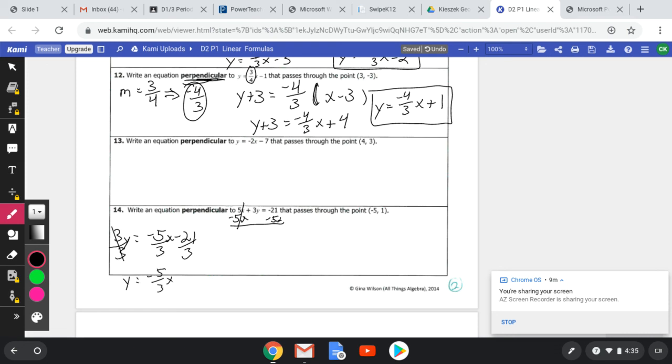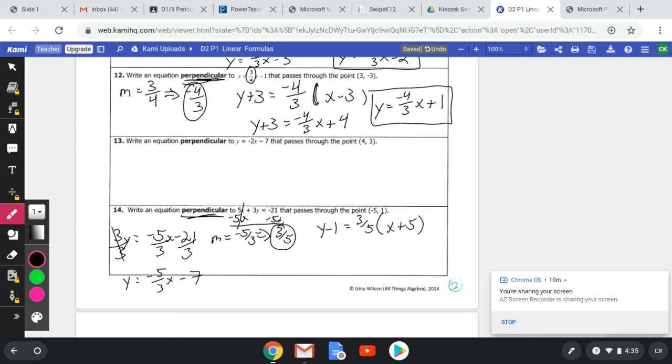Identify the slope, which is -5/3. I want it to be perpendicular, so I take the opposite reciprocal, and I get 3/5. So 3/5 is the slope I'm going to use, along with the point -5, 1 for my point slope formula. So I'm going to have y minus 1 equals 3/5 times the quantity x minus -5, or plus 5.